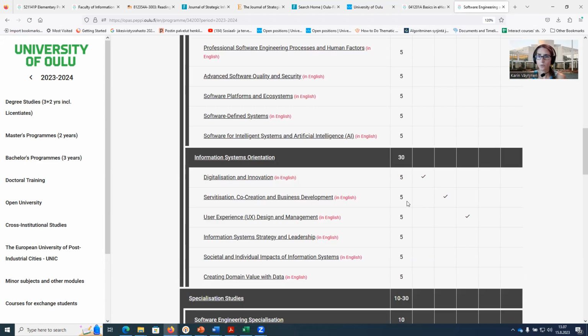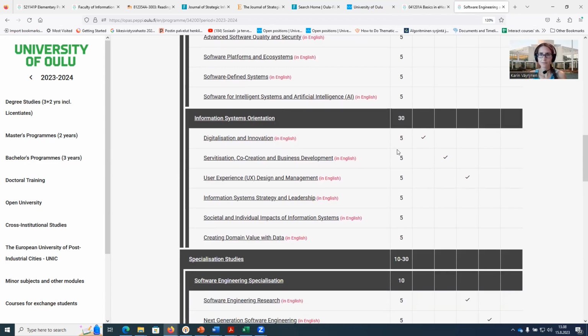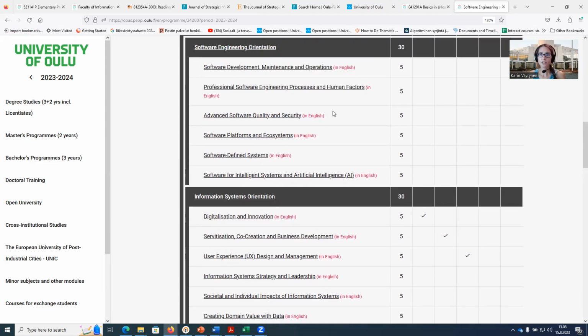So this is one way to take. For example, if you take the first 2 courses from both orientations, so in period 1, software development, maintenance, and operations, and digitalization and innovation, and in period 2, professional software engineering processes and human factors, and servitization, co-creation, and business development, it means you would already have those 2, at least for non-Finnish speaking students, the 2 optional courses of 5 ECTS each completed during your first autumn semester.